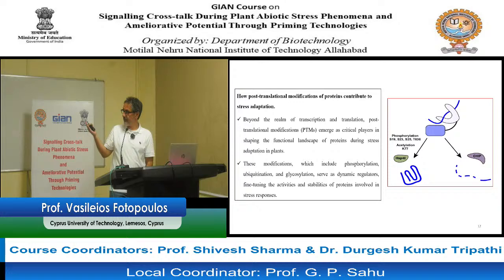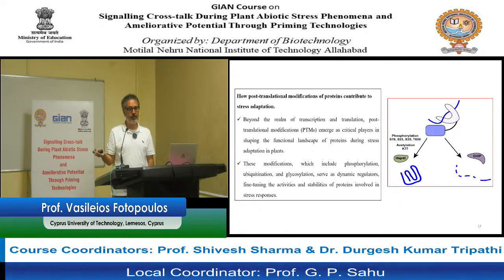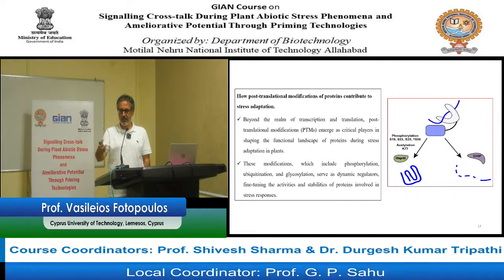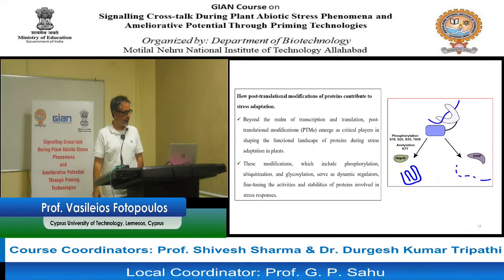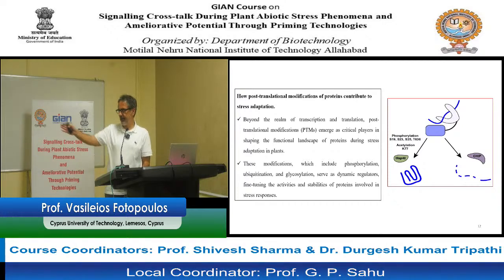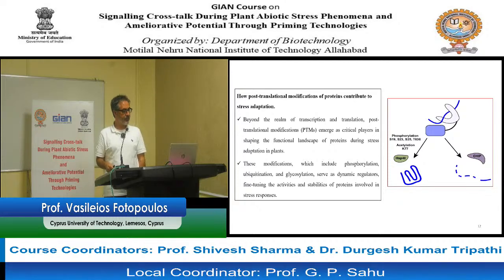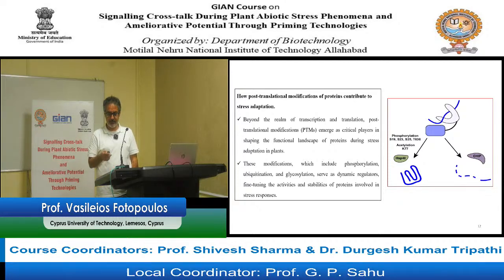So these PTMs are critical players in shaping the functional landscape of proteins during stress adaptation in plants. And specifically with priming, we've seen that the PTM element is key for the activity of most of these molecules that I talked about yesterday, and I will talk about further in the following days. These modifications, another example that I forgot to mention is ubiquitination, act as dynamic regulators that fine-tune the activities and stabilities of proteins involved in stress responses.